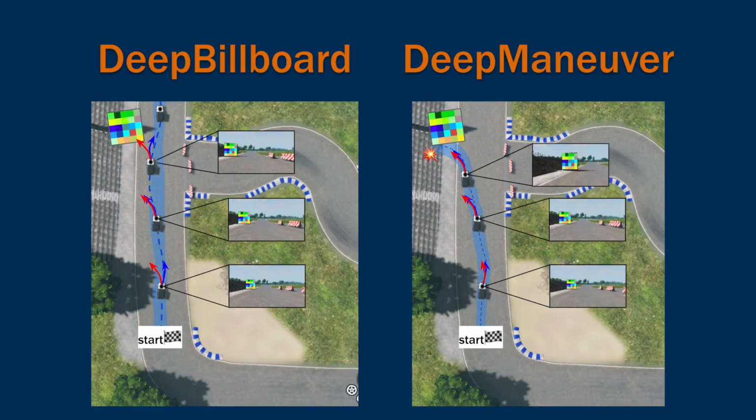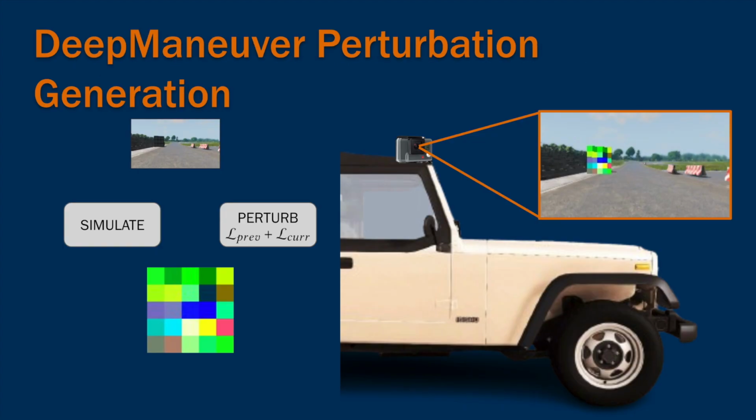Compare this to our technique DeepManeuver, which takes the compounding effects of the perturbation into account and is able to enact system-level failures like crashes more consistently. This is the high-level perturbation generation loop for DeepManeuver. It iterates between simulating the effects of the perturbation and optimizing the perturbation for new images from the simulator. The perturb function optimizes for 2 different losses, L-previous and L-current. L-prev preserves steering perturbations accomplished in previous time steps, upon which the current state of the vehicle is dependent. And L-cur optimizes the perturbation for the current image, which determines steering for the upcoming time step.